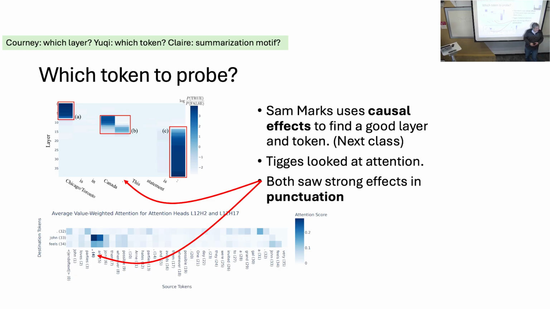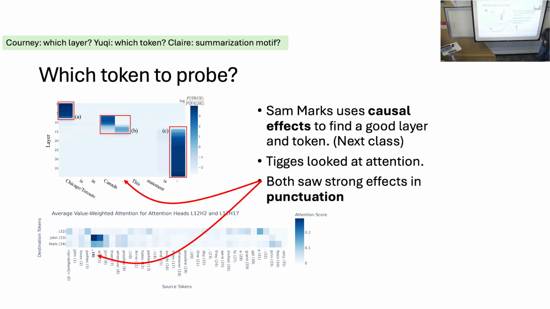And so if you don't yet know how to do all this causal analysis, but you want to try to do some scatter plots and do some probes and look around, you could do worse than looking at a piece of punctuation, right? It might work. And if it doesn't, we can do the causal analysis for everything. But I recommend people just look at the period at the end of the sentence.